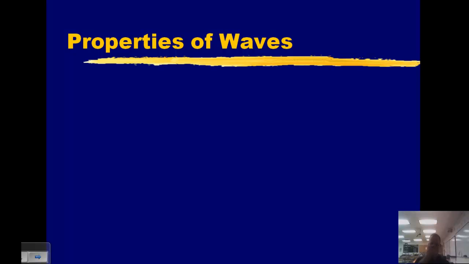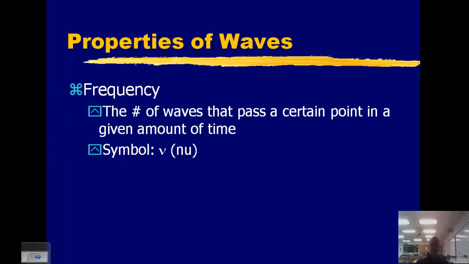The third property is known as frequency. Frequency is the number of waves that pass a certain point in a given amount of time. Waves travel at a constant speed. For example, if you have a wave of light or electromagnetic energy, light being one form of that, it travels at the speed of light, 300 million meters per second.